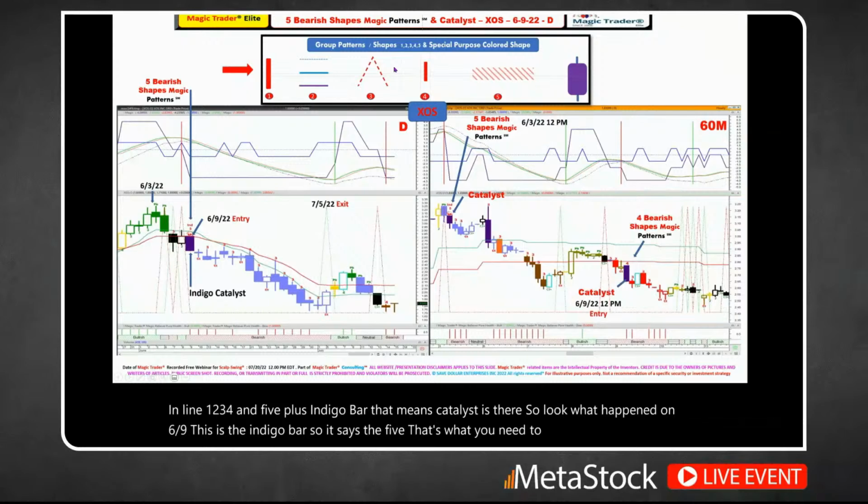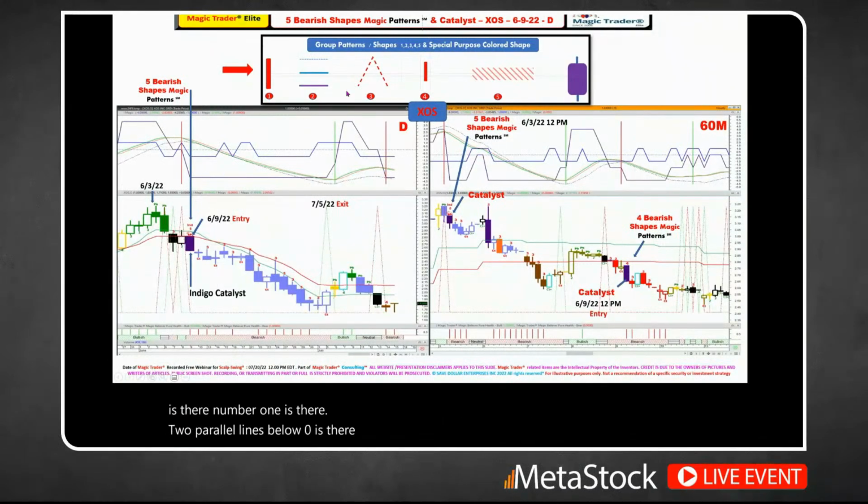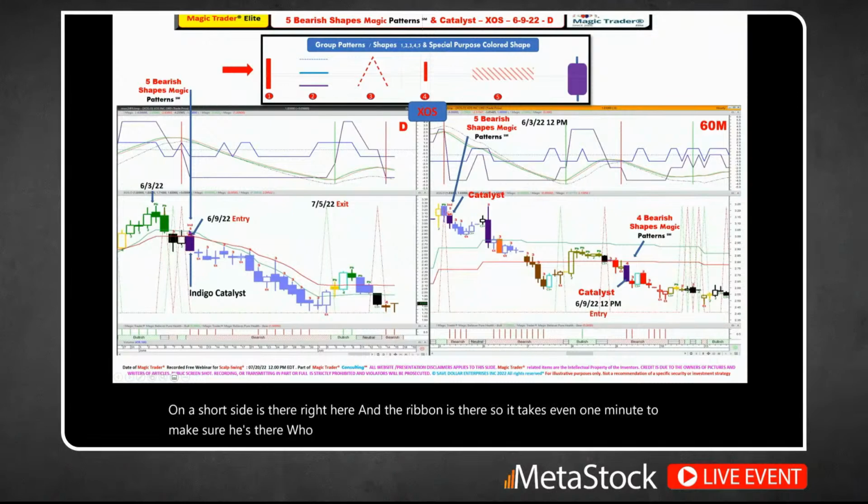Eventually you will not even worry about these colors and everything. It's there. Look, this line is there. Number 1 is there. Two parallel lines below 0 are there. The spike is there, which is here. Then pure health on the short side is there, right here. And a ribbon is there. So it takes even one minute to make sure it's there. Who cares? It says 5, you're going in there.